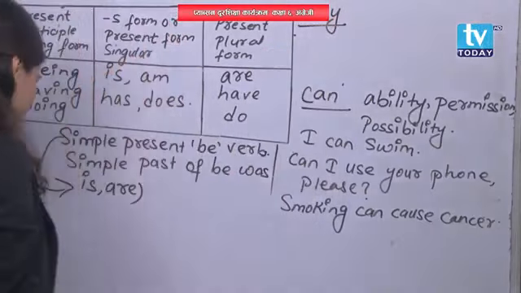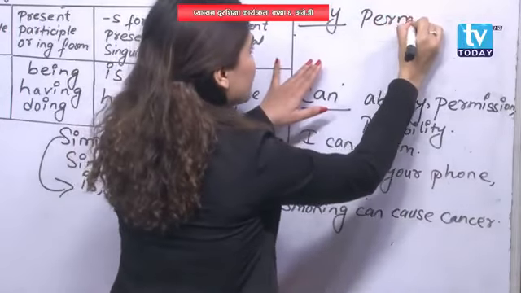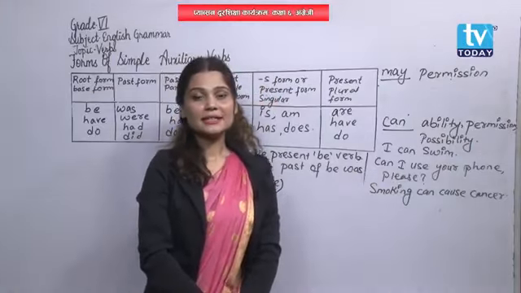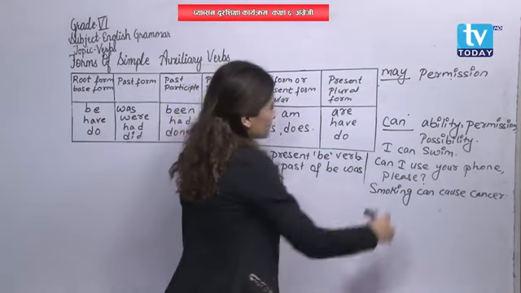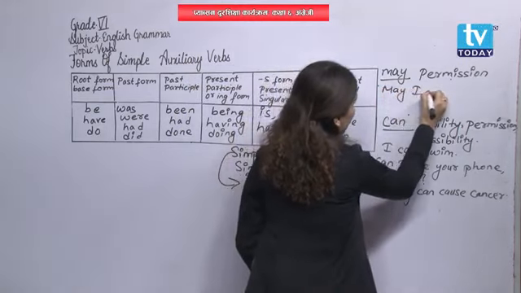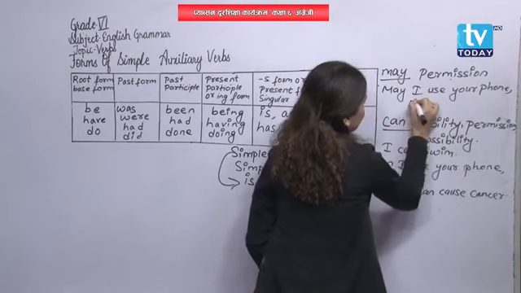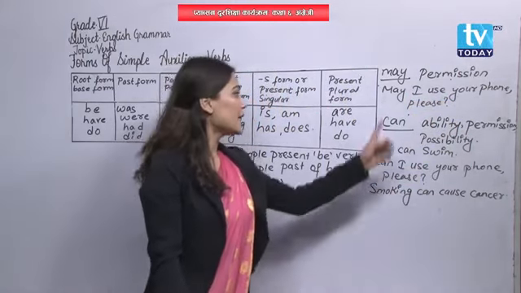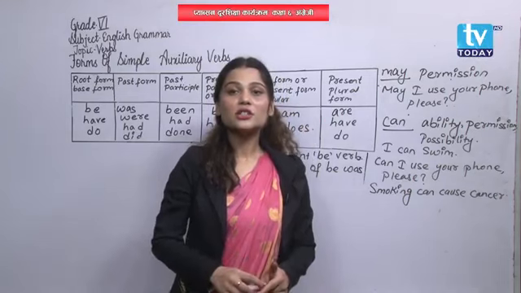May. Permission. So what will be the sentence here? May, permission. May I use your phone, please? This is the permission. Yes or no? May I use your phone, please? This is the permission. So these are a few examples of modal auxiliary verbs.